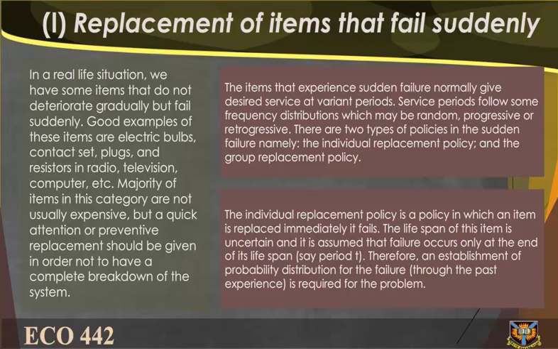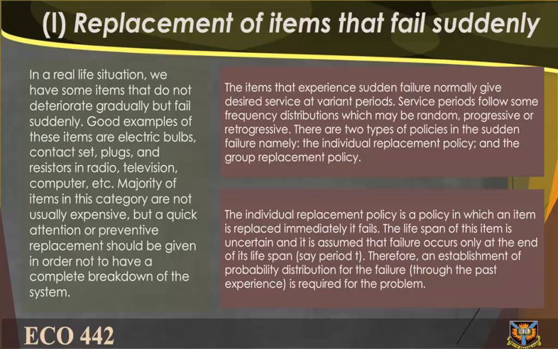L. Replacement of items that fail suddenly. In a real-life situation, we have some items that do not deteriorate gradually but fail suddenly. Good examples of these items are electric bulbs, contact sets, plugs, and resistors in radio, television, computer, etc. Majority of items in this category are not usually expensive, but a quick attention or preventive replacement should be given in order not to have a complete breakdown of the system.